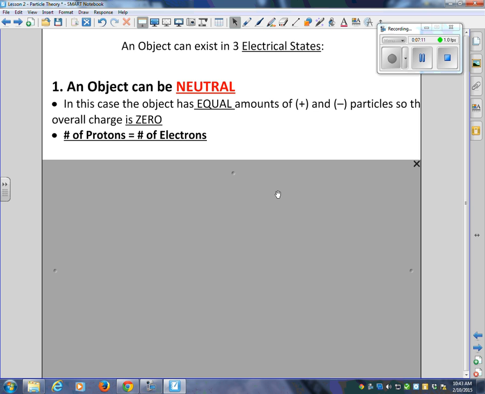Okay. So, they can be neutral when they have the same amount of positive and negatives. The overall charge is a big fat 0.